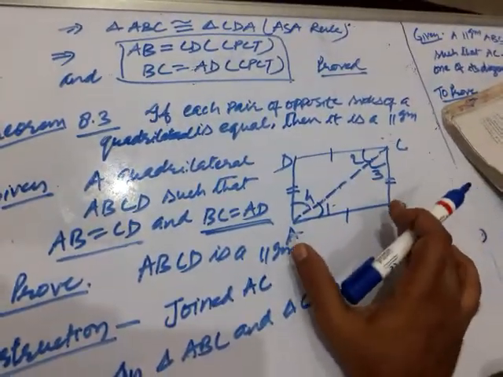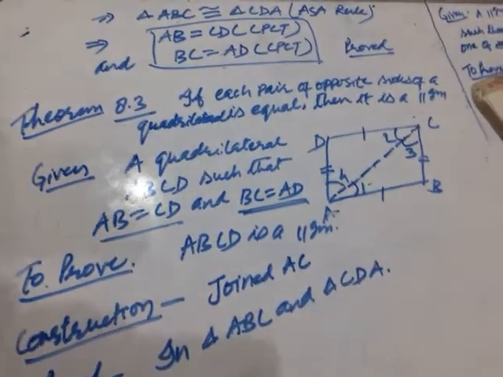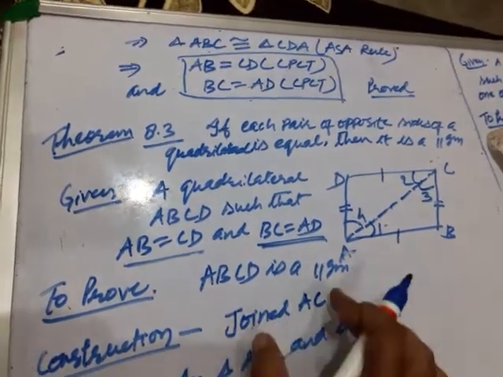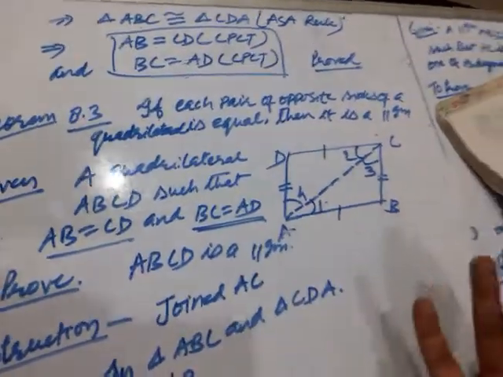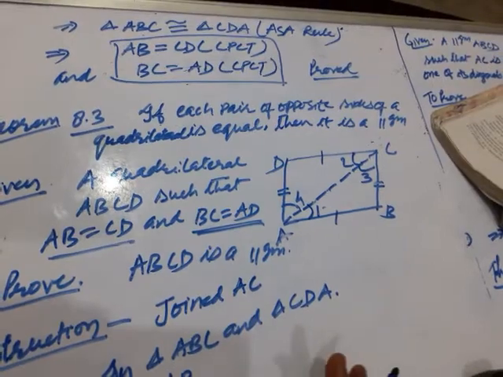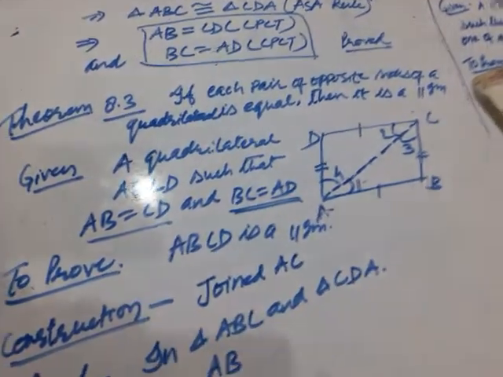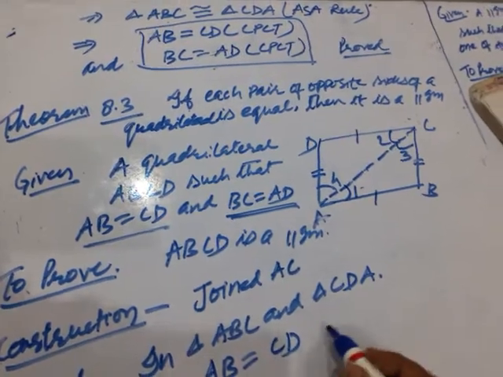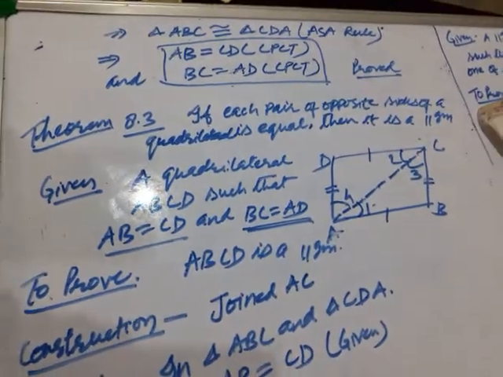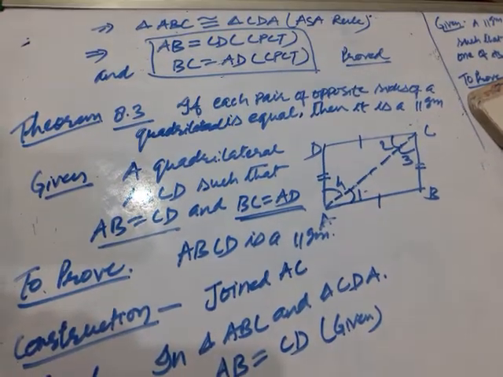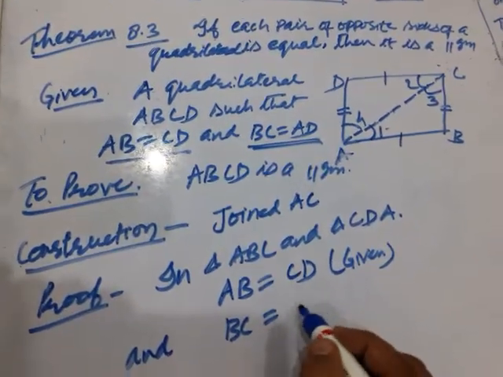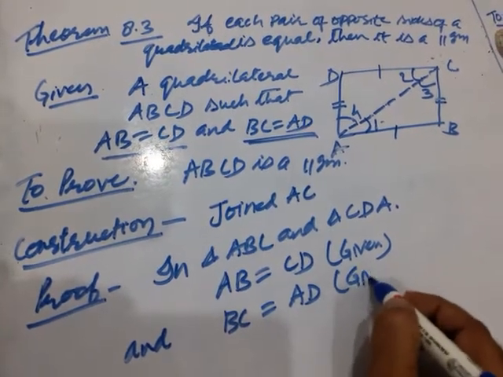See, similar markings are shown for showing equality. Here this is a quadrilateral, not a parallelogram. That ABCD is a parallelogram is what you have to prove, so we cannot use any property of parallelogram, children. Using whatever is given, AB is equal to CD, this side is equal to this side, and BC is equal to AD, that is also given in the question.